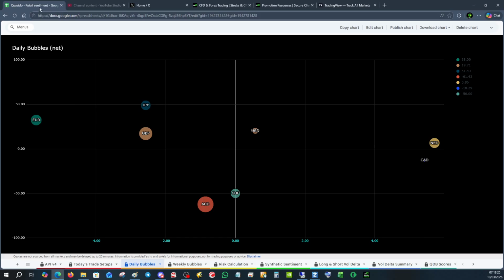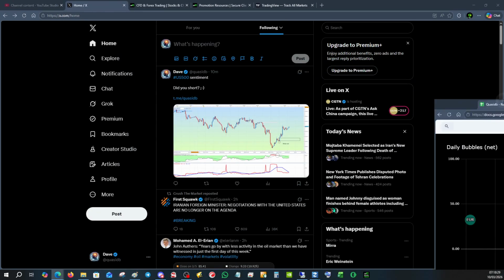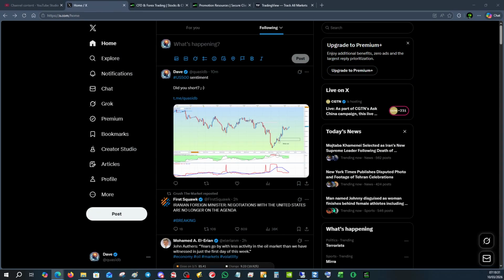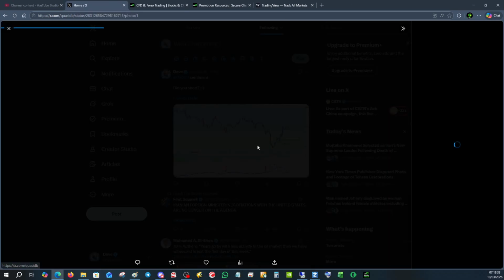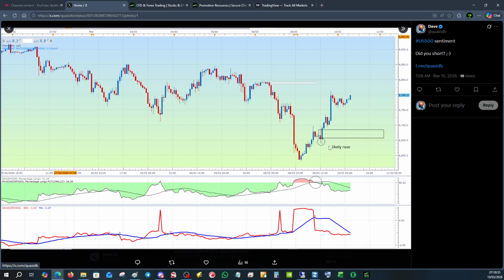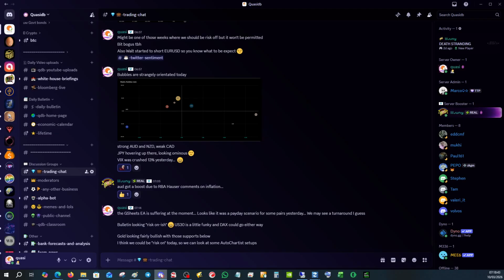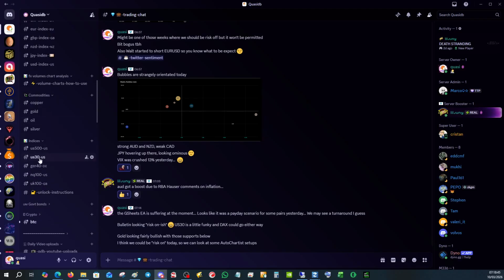So what I'm going to do is drag this bubble chart across to my other screen, and I can refer to it. And there's the US 500. It was a likely ruse. That was to get them to sell, and they did sell. Okay, so that's how that works. So that's the S&P. Come to the other indices.